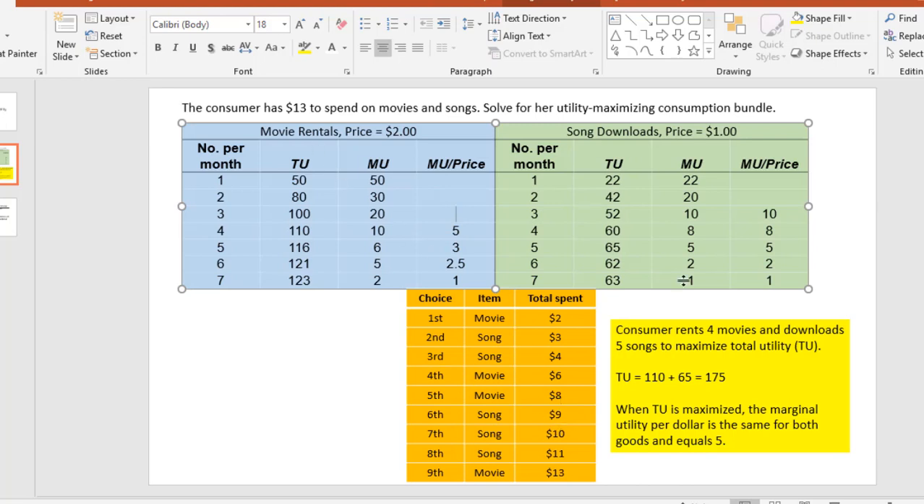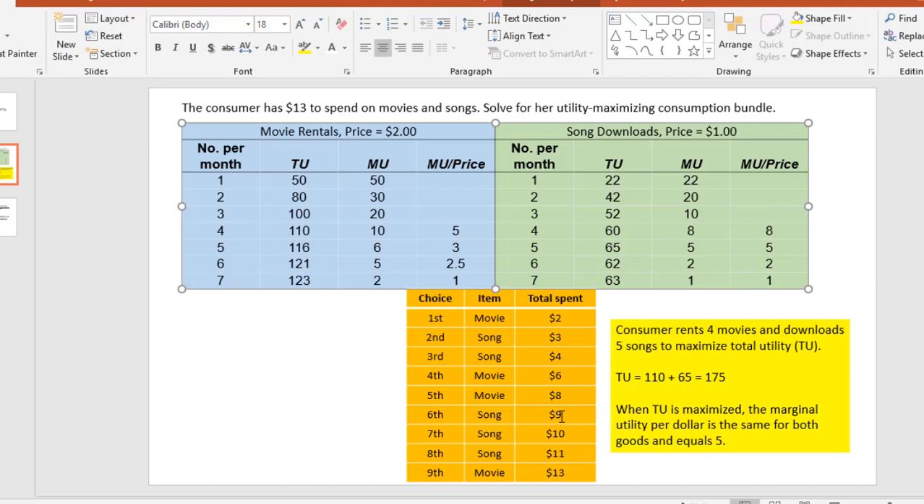And so now we could get the third song or the fourth movie. The third song provides a little bit more bang for the buck, so we're going to get the third song. I'm going to erase that. So right here, now we bought 6 items. The 6th item we bought was a song, and we spent $9.